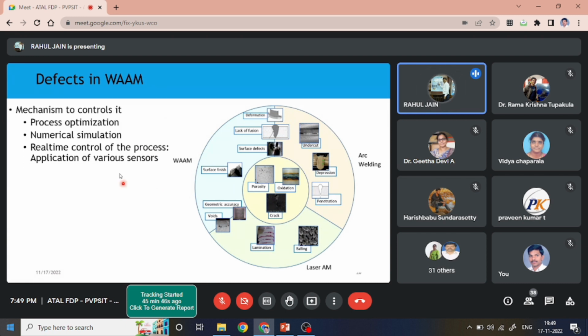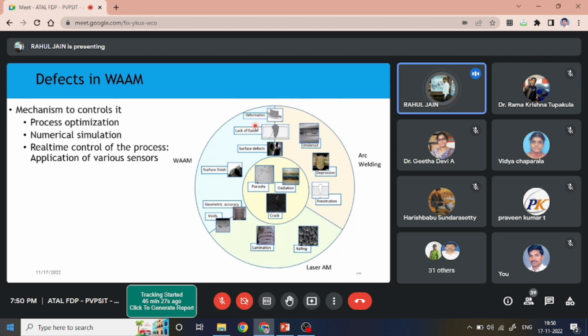So as you see in the wire arc process, the major defects which happen in almost all types of additive manufacturing include porosity, right? Because of the presence of gas or anything, then there is oxidation, and then there is a crack. These are the common defects which happen in wire arc, in arc welding, as well as in laser additive manufacturing. The other category is deformation. Deformation, meaning because there is a large heat input involved over here, there could be thermal distortion, there could be residual stress, because of which you get a deformation.